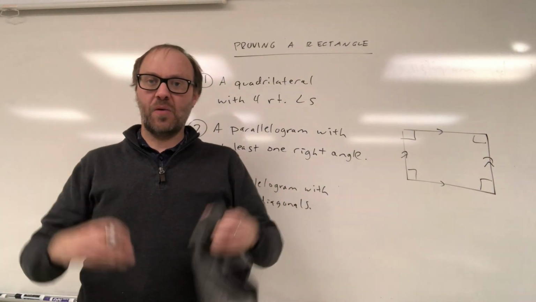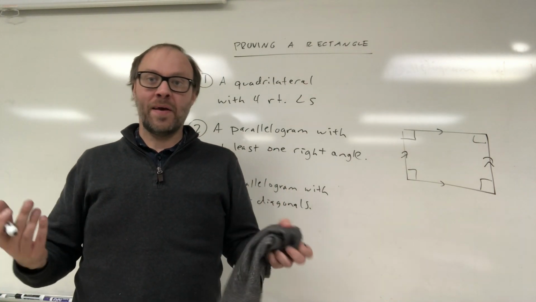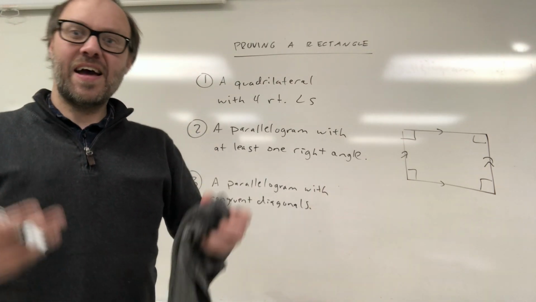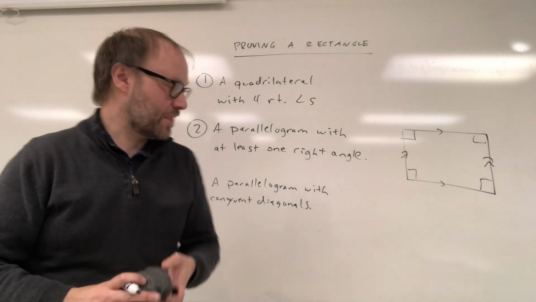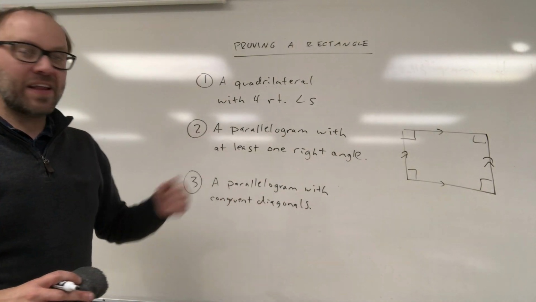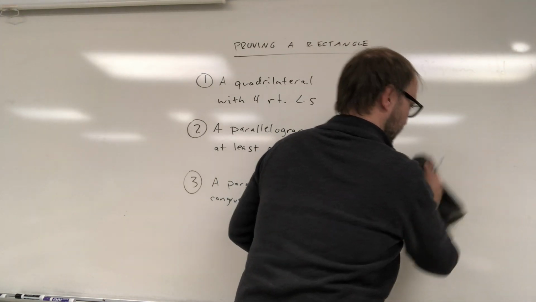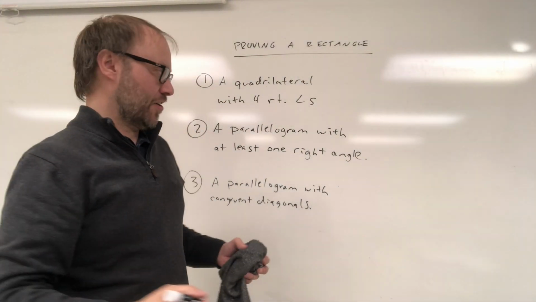Now, some of you are thinking, well, how do I know it's not a square? Well, the big thing is we don't know anything about congruent sides. Maybe we have congruent sides, maybe we don't know, all right? The third one, a parallelogram with congruent diagonals. Once again, you can use a little bit of logic here.